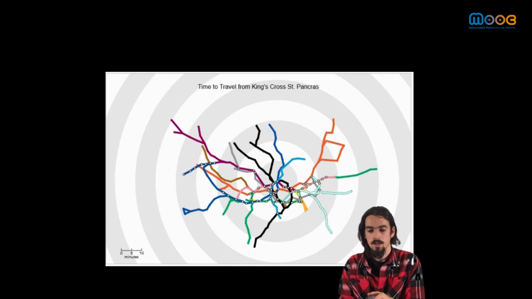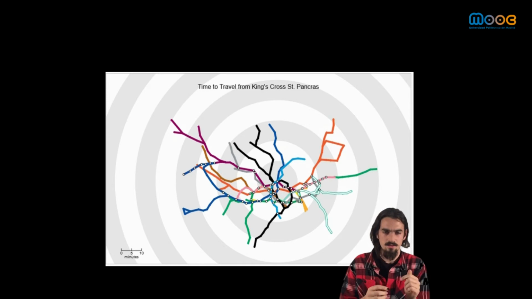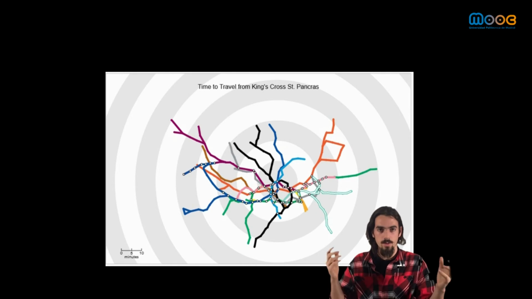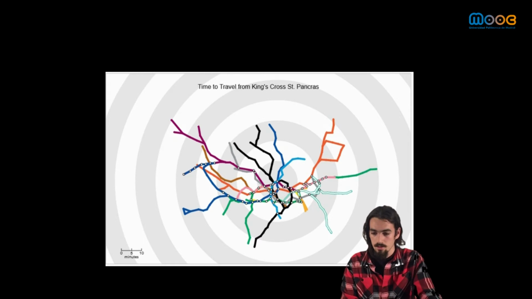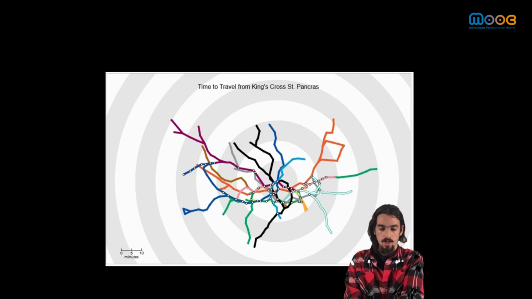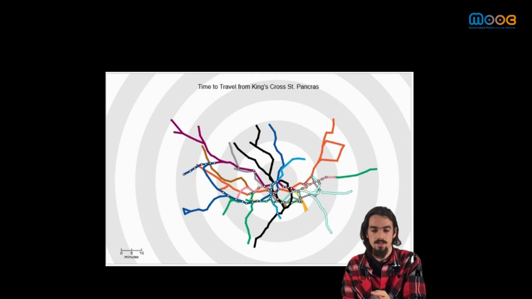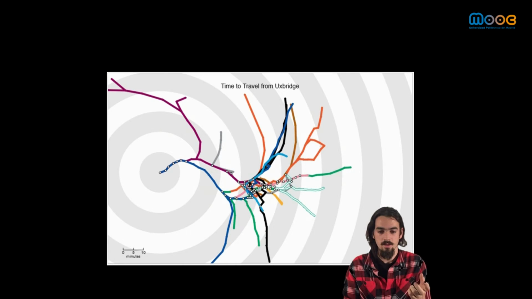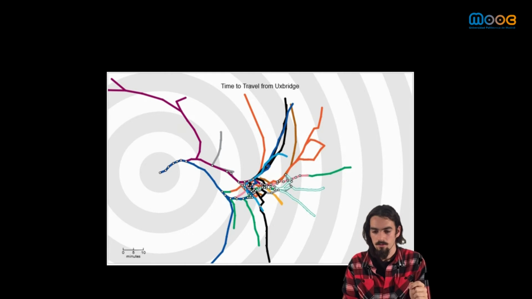For example, in this one, the London Tube map is explained having as hierarchy the time it takes to go from one station to the rest of the line and the grid of tube. So here we have the first example, which is the time to travel from King's Cross to St. Pancras, and we can see a very different diagram when we look from the perspective of experts.